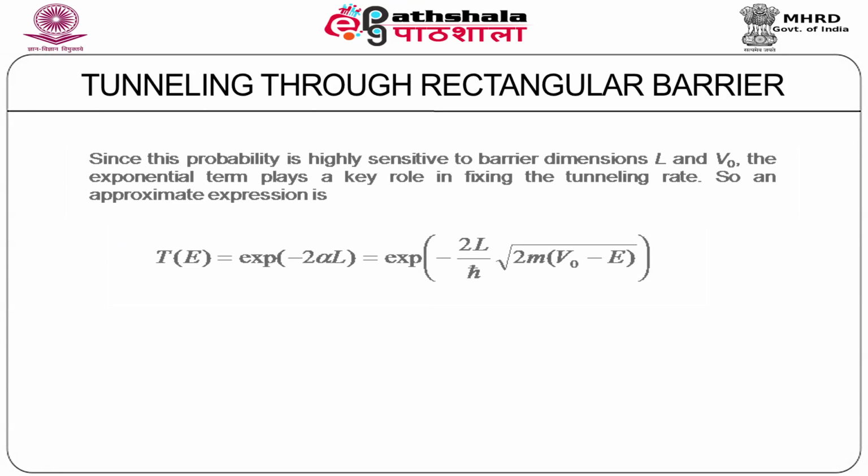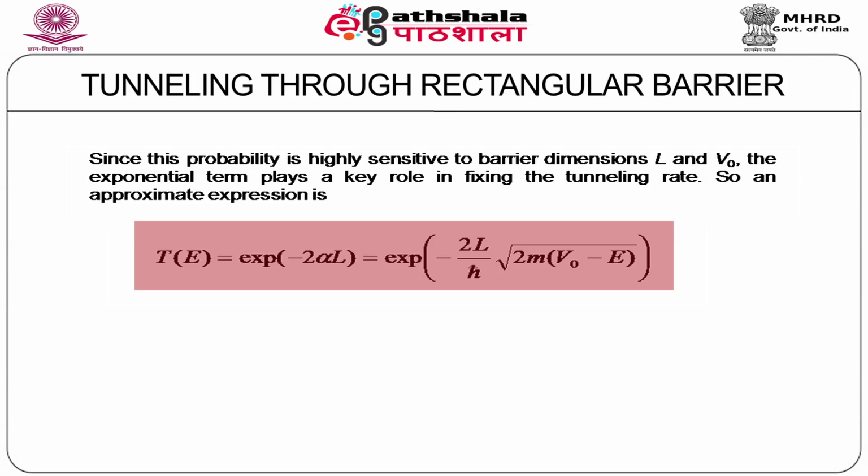Since the probability is highly sensitive to barrier dimensions L and V0, the exponential term plays a key role in fixing the tunneling rate. So an approximate expression is, you can see, T(E) is equal to exponential of minus 2 alpha L, and you can put the value of alpha, then you can get what you see on the right hand side of the first equation.